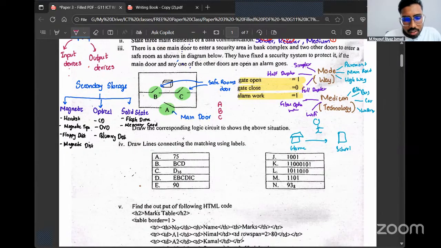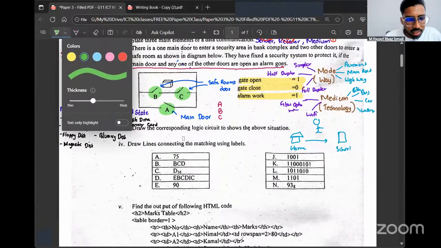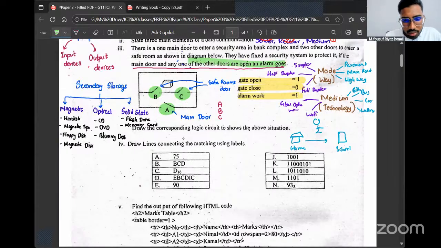Now they have told us that the alarm will ring if the main door and any of the other doors are open. So you can see the main door is compulsory. I'm going to take A as the main door, so we need A. Along with A, we need any one of the other doors, that is B and C. We don't want both of them, we want either one of them.